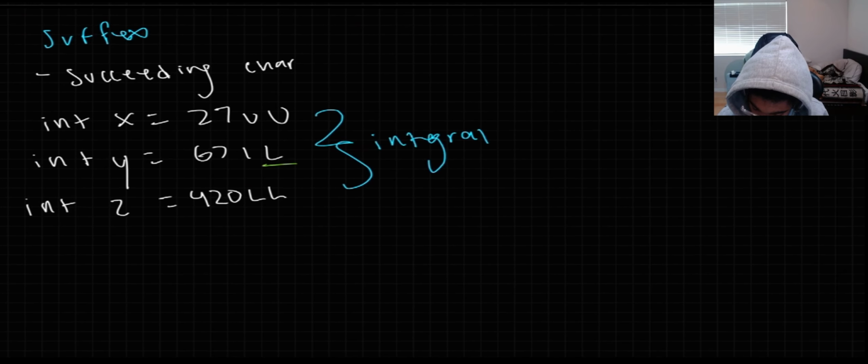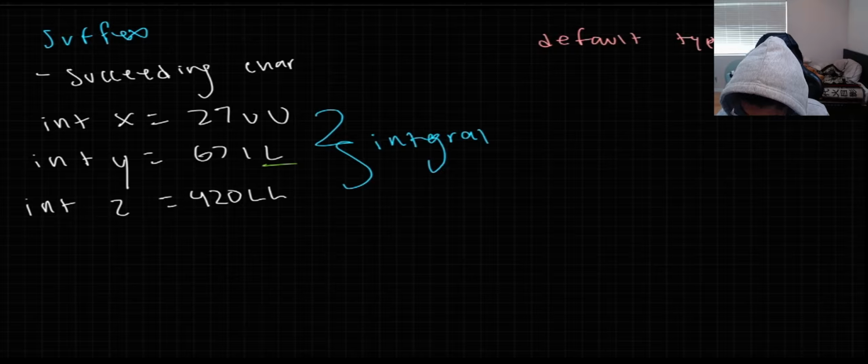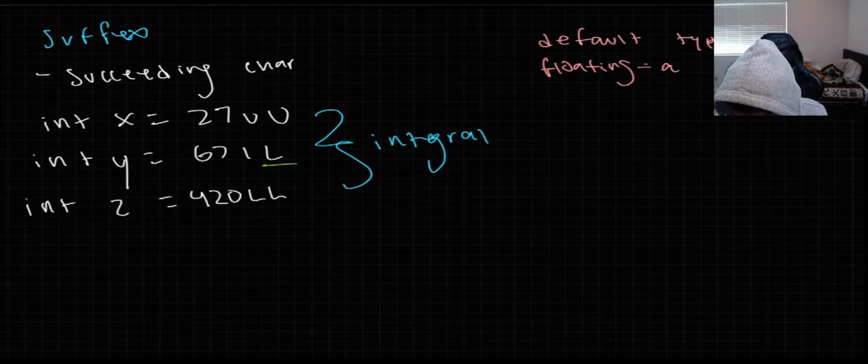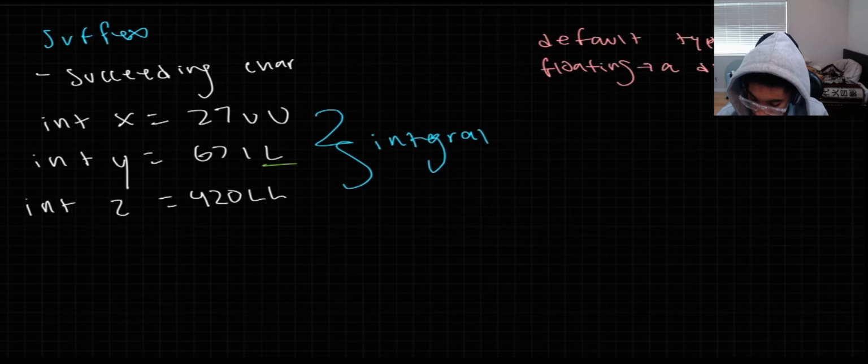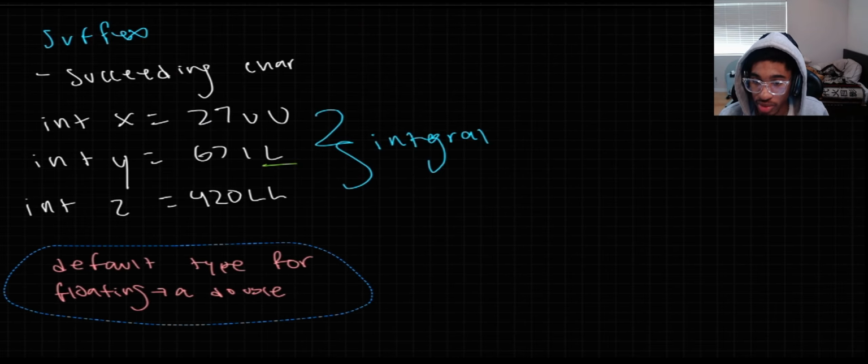And there's also floating point suffixes. So the default type for floating point is a double. I'm pretty sure it is. So the default for a floating point type is a double.